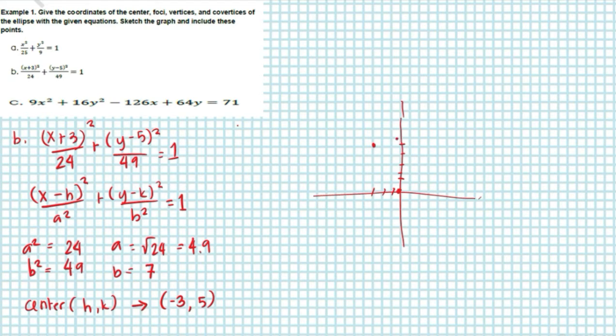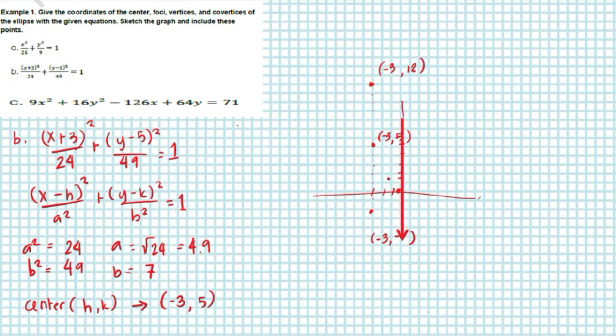Okay? So, mag-count tayo. 7 pataas. 1, 2, 3, 4, 5, 6, 7 pataas. And 1, 2, 3, 4, 5, 6, 7 pababa. So, you can say this is negative 3, 5, diba? So, this will be negative 3, negative 3. So, 5 plus 7, 12. And 5 minus 7 is negative 2.